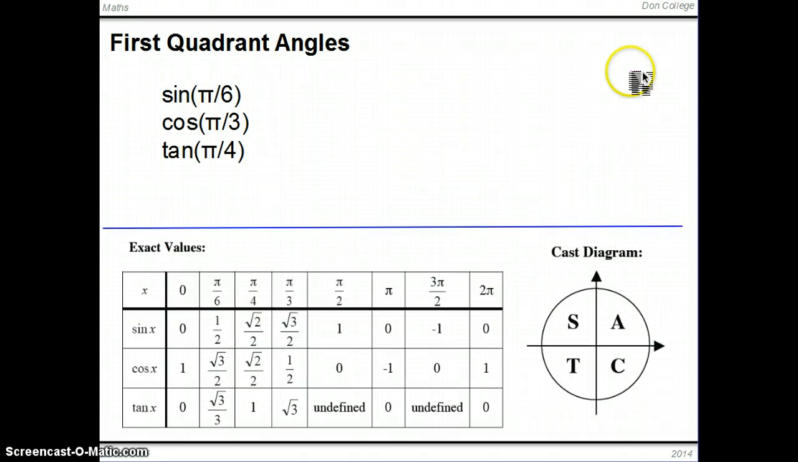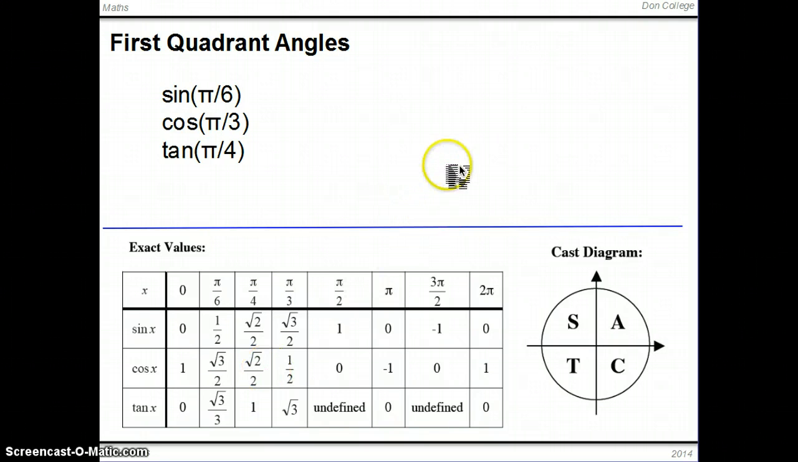First things then, first quadrant angles. This is the exact value table and the cast diagram that's provided on your formula sheet. These are the ones that we'll be using. Now, we've already looked at how to prove what all of these values are, so from now on we'll just be going to that table to look them up.